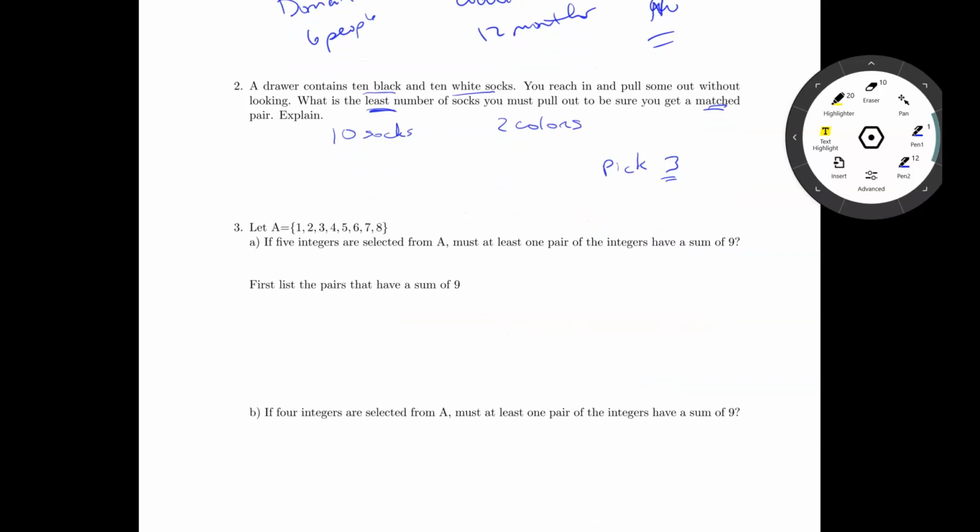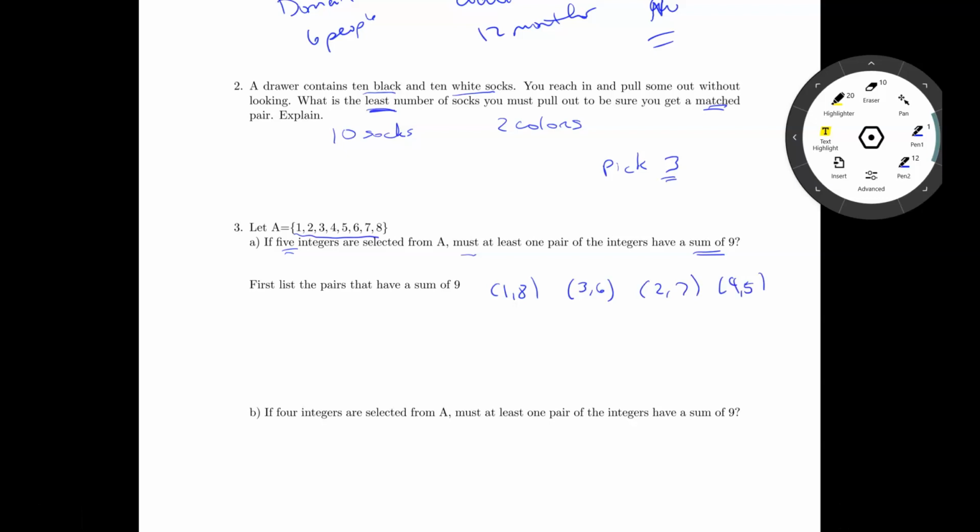Okay, so moving up in difficulty here. From this set, I want to pick 5 integers. If I pick 5 integers, does that mean I have to have a pair that has a sum of 9? Let's look and see which pairs have a sum of 9, right? So 1 and 8, 3 and 6, 2 and 7, and 4 and 5. So those are 4 pairs.